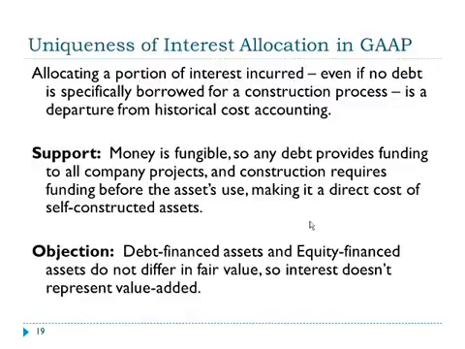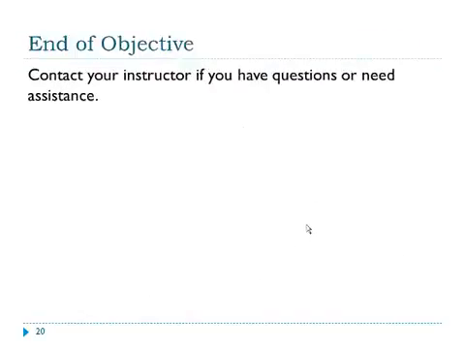A company that had no interest-bearing debt would end up with a lower value for their self-constructed assets than a company that did have debt financing. However, this objection was not persuasive, and interest is allocated to self-constructed assets.